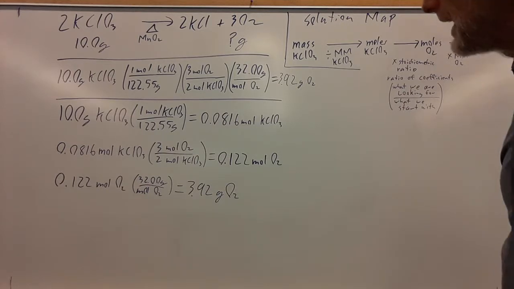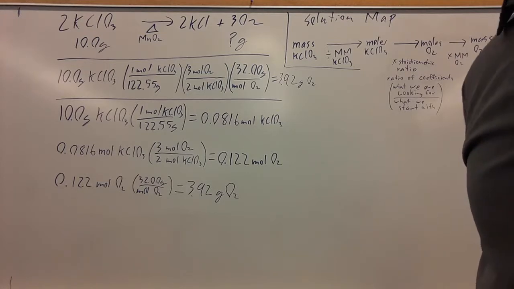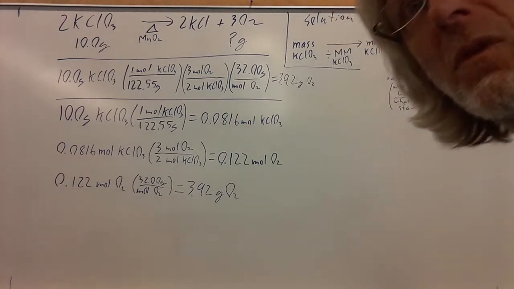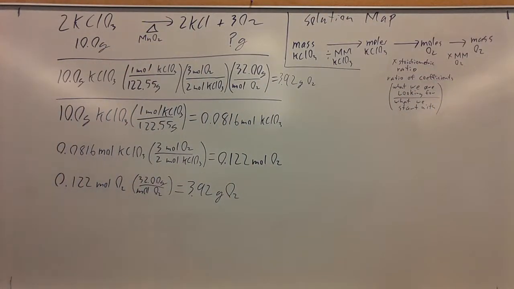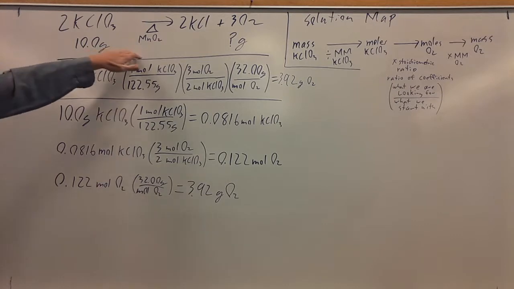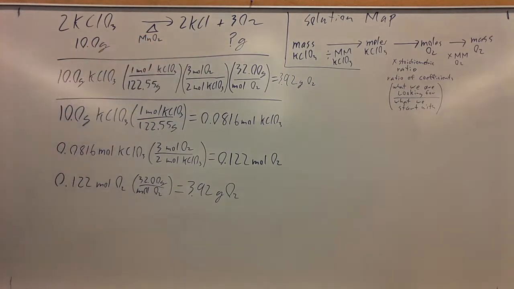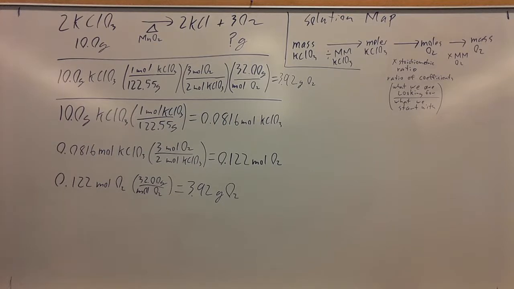Stoichiometry, the calculation of a product or reactant from another product or reactant in a chemical reaction. We're going to do this for the reaction of potassium chlorate decomposing to form potassium chloride and oxygen gas. The triangle under the arrow represents that we're heating this. The MnO2 is a catalyst to help the reaction occur.